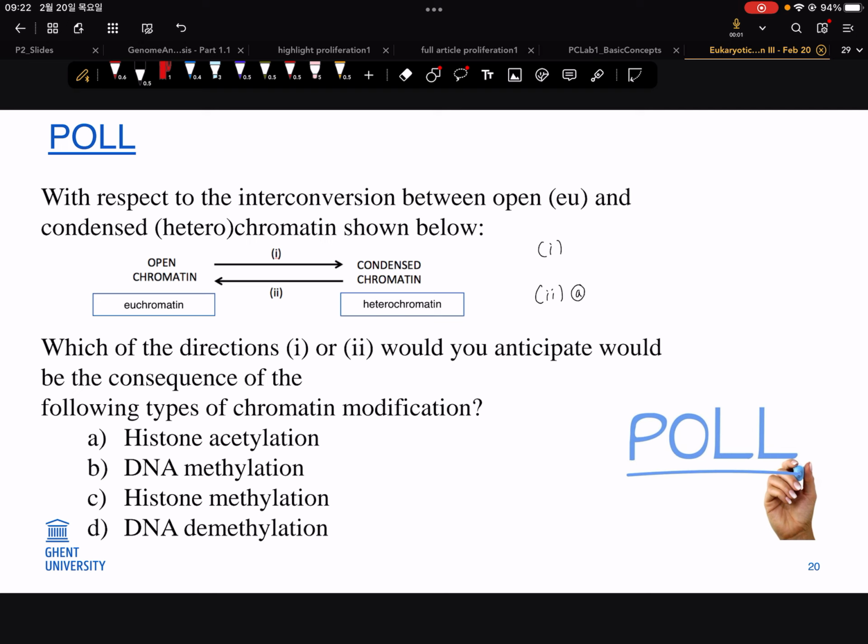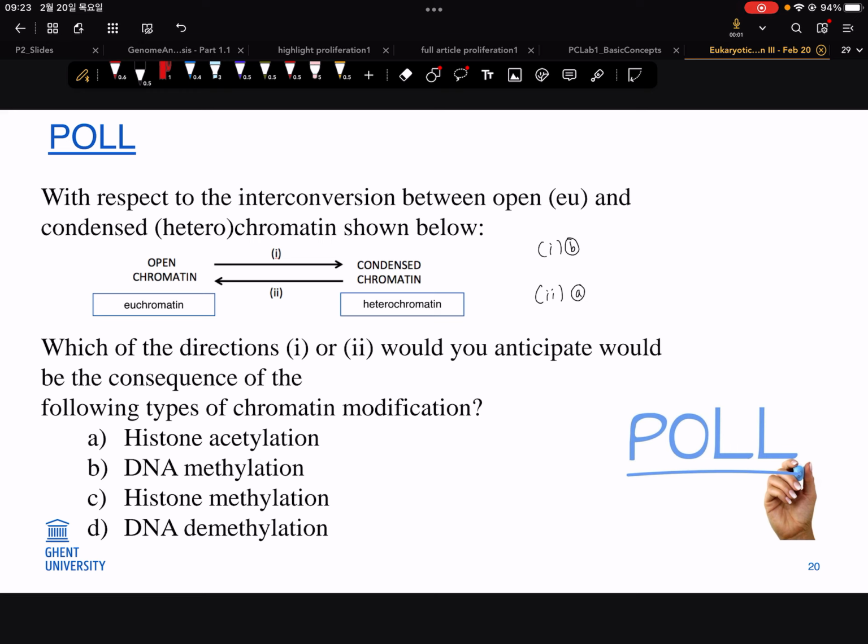DNA methylation, and it's the common rule that I'm talking about. What will be the likely effect? DNA methylation. I would also say heterochromatin has lots of DNA methylation. But there are exceptions. So it's getting harder and harder.